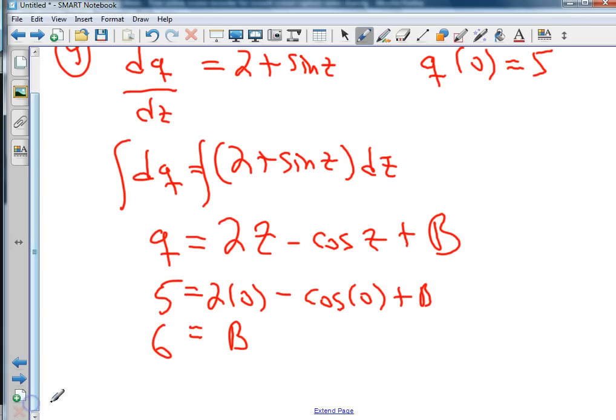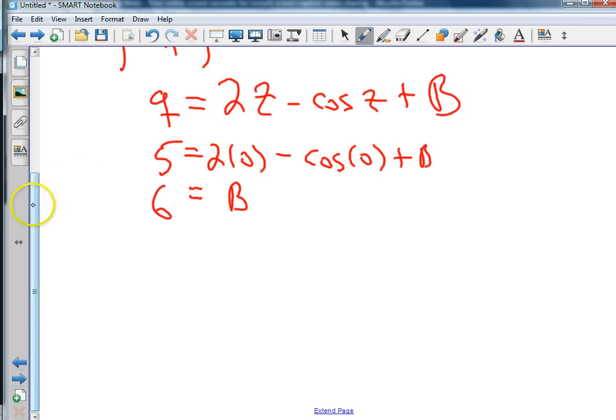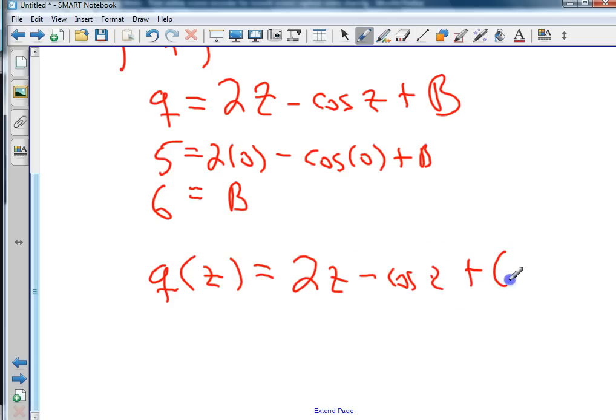All right, there you go. And so that's our general solution right there, right? But our particular solution is q as a function of z is 2z minus cosine z plus 6. And there you go. Okay? Any questions how we arrived at any of these results? Is this terrible? It's basically integrating, right? Yeah, that's basically it.